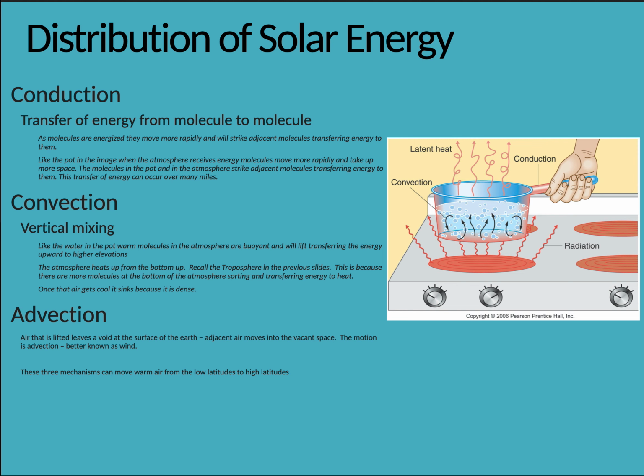And globally, locally and regionally is how a lot of solar energy is rotated through. We can also think sort of micro as well, but functionally for this class, micro is sort of irrelevant. So the big distribution mechanisms for solar energy are conduction, convection, and advection. And I'm going to repeat these on the next slide because the diagram there works really well.